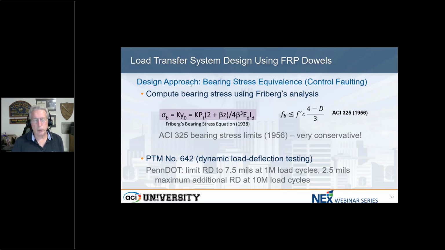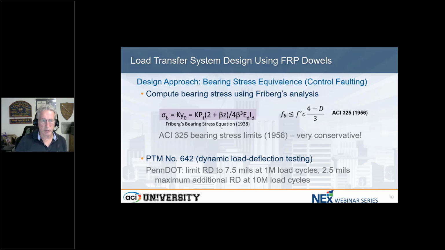Design approach. If we don't want to look at relative deflection, another thing that's been proposed has been to look at bearing stress equivalence, because the relative deflection is a static measure of equivalency, but it doesn't tell you what's going to go on in the long term. And in the long term, if you have very, very high bearing stresses, we believe that we will see some potential for loosening of the dowel bar over time as the concrete deteriorates around the dowel bar. So looking at bearing stress and comparing bearing stresses may give us an indication of long-term behavior.